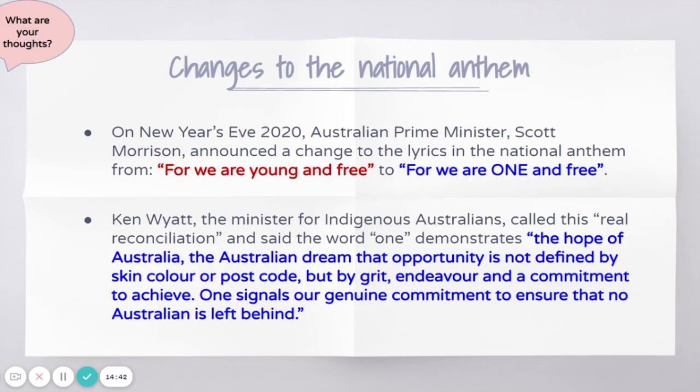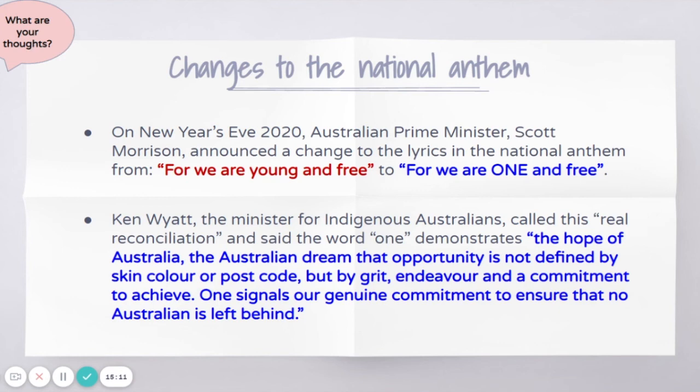I want to end on this slide today and leave you guys with some food for thought. On New Year's Eve 2020, not too long ago, Australian Prime Minister Scott Morrison announced a change to the lyrics in the national anthem from "We are young and free" to "We are one and free." Now, this was seen as a bit of a symbolic gesture and extending the olive branch for reconciliation.